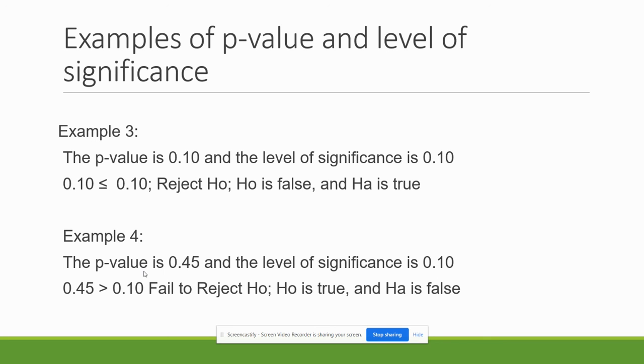Right? Last 2 examples. Example 3. The p-value is 0.10 and the level of significance is 0.10. All right, since 0.10 equals 0.10, I reject the null, which means the null is false and the alternative is true. So example 4, the p-value is 0.45 and the level of significance is 0.10. Since 0.45 is greater than 0.10, I fail to reject the null, which means the null is true and the alternative is false.